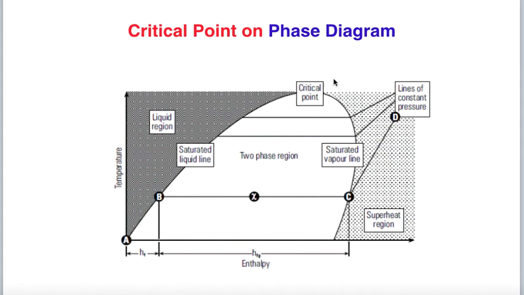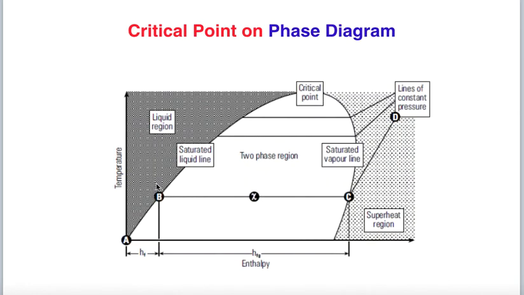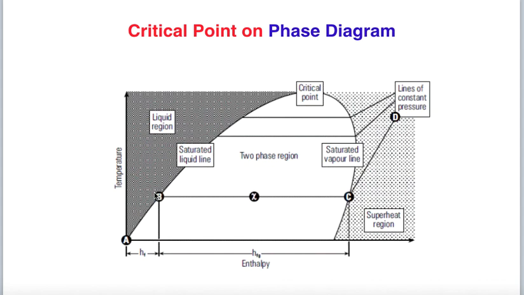If our temperature is beyond this point, then no amount of compression will change the gas phase into liquid phase or two phase. During this vaporization process, from here to here, both temperature and pressure are constant. As I told you, let's say it is at atmospheric pressure and the boiling point is 100 degrees centigrade. This temperature will not change if the pressure remains constant, and steam will be produced at 1 bar and 100 degrees centigrade up to point C.